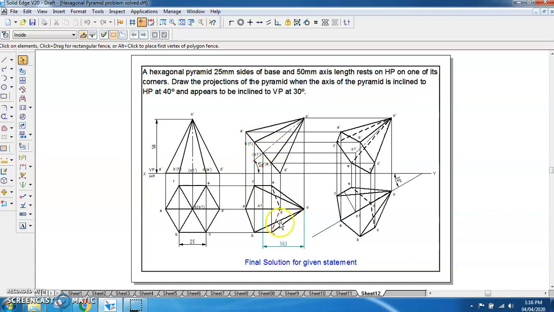You have reconstructed. Then the normal method you have used here because it appears to be inclined to VP. Though it is apparent length, we have gone for the normal method because apparent length and apparent inclination are given, and we have completed the final stage here. So this is the solution for the hexagonal pyramid. Thank you.